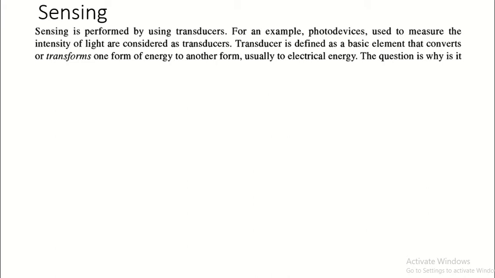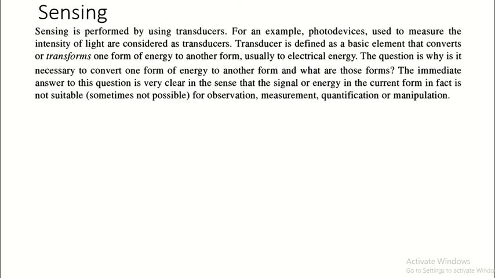So that one form can be mechanical or any other form, but further it is converted into electrical energy with the help of a transducer. The question is, why is it necessary to convert one form of energy to another form? And what are those forms? The immediate answer is very clear in the sense that the signal or energy in the current form is in fact not suitable for observation, measurement, quantification, or manipulation.